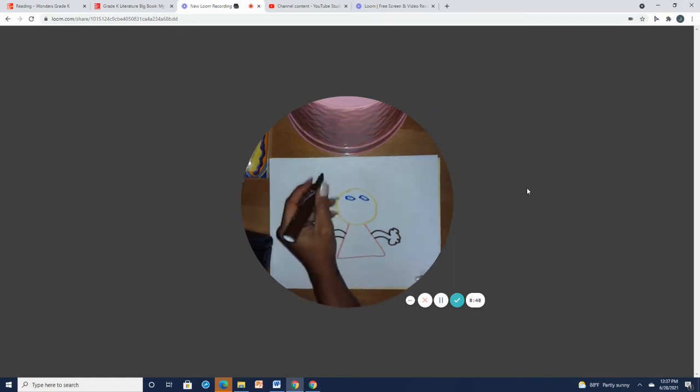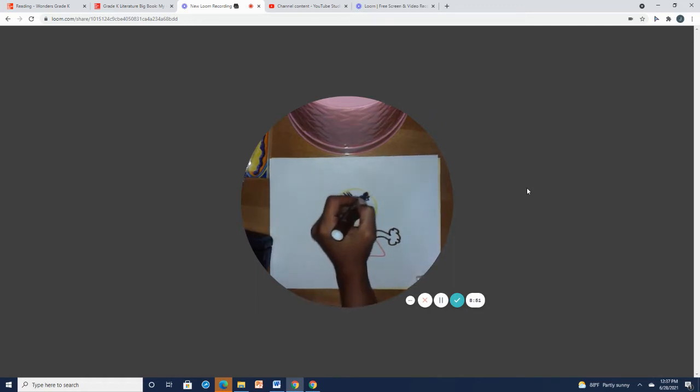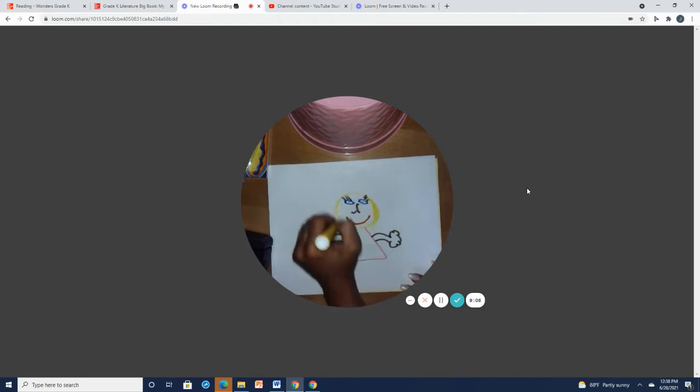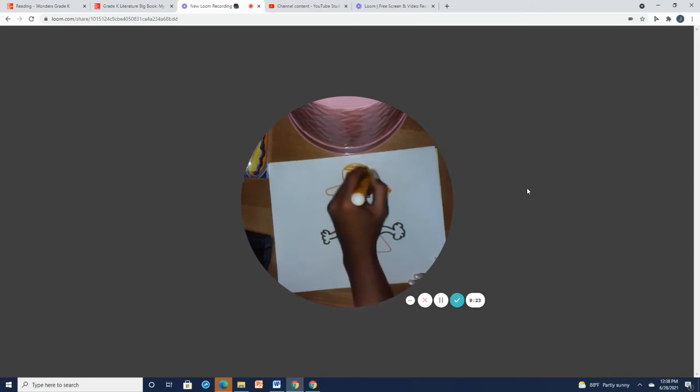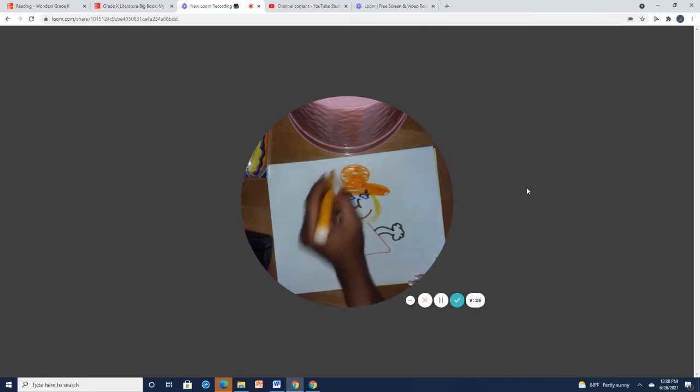Of course, some eyelashes. And her nose. Big happy mouth. I'm going to give her some blonde hair, just like she was in our story. So I'm not going to give her any bangs or anything, because I'm actually going to draw her a hat at the top, because she had that big floppy hat on. So here's her hat. If you want to color it in, you can. Just like that. I've got to give her some legs, too.